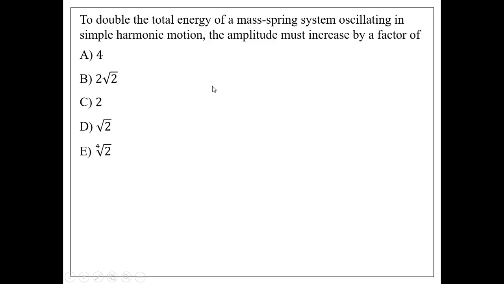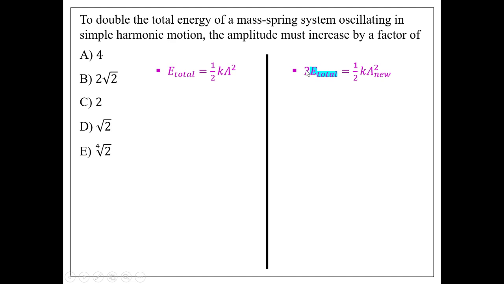This one says to double the total energy of a mass spring system, the amplitude must increase by a factor of... So this one's pretty light, so I'm just going to start with E total. So you go to 1/2 KA squared. I'm going to start with this function because the total energy in the system is either KE max or PE max. I'm going to choose to go with PE max here because it's 1/2 KA squared and the question involves amplitude. So instead of saying E total equals 1/2 KA squared, the problem says that you're going to double it. So instead of E total, I'm just going to put a 2 in the front.